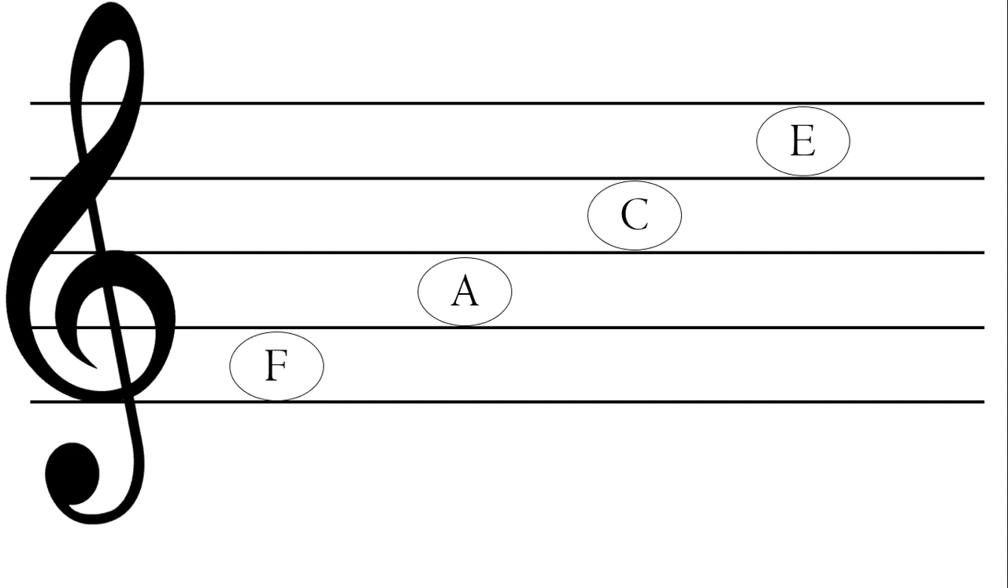So on the first line, on the first space it is F, on the second space it is A, on the third space it is C, and on the fourth space it is E. So these are the 4 space notes of the treble clef. You can remember it by saying FACE.